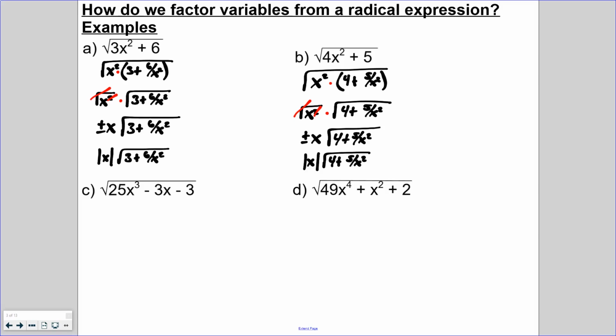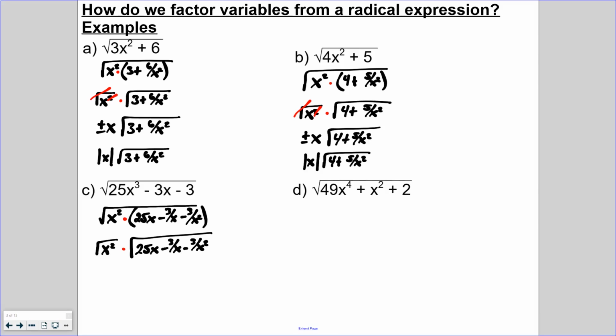So, since we can't factor out an x cubed, let's just go down a little bit and let's factor out an x squared. Because x squared is even. And that's going to leave us with 25x minus 3 over x minus 3 over x squared. Again, since this is multiplication, we can break this apart into two separate radicals to be the square root of x squared times the square root of 25x minus 3 over x minus 3 over x squared.